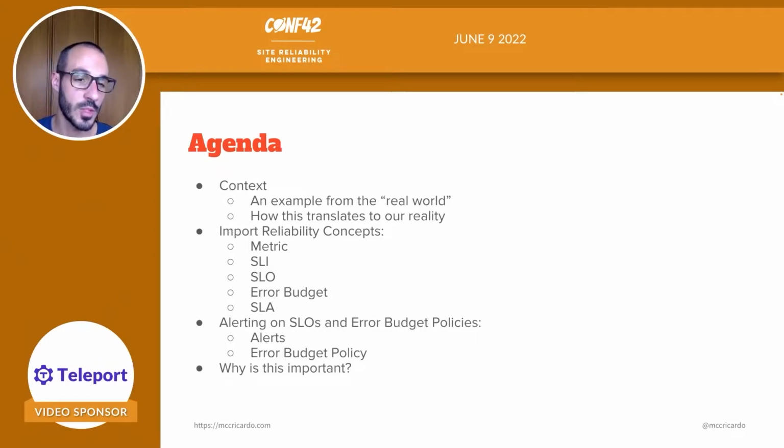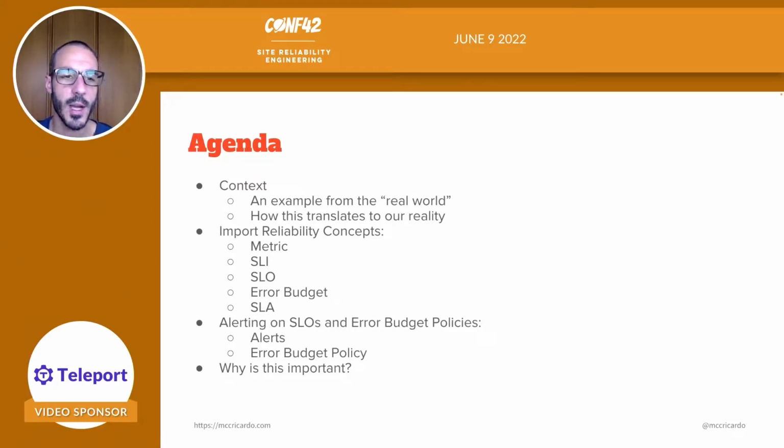We'll then talk about some reliability concepts. So we're going to talk about SLOs, but we need to talk about all the things that encompass SLOs. So we need to talk about the foundation that gives us SLOs. We need to talk about metrics and SLIs, and we will then talk about accompanying concepts like error budget and SLAs. We'll then get to the good part where we are going to talk about how we can alert on SLOs and what error budget policies are and how we can leverage them. And at the end, we're just going to conclude on why all of this is important.